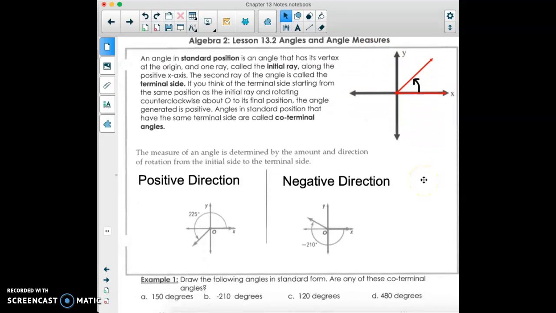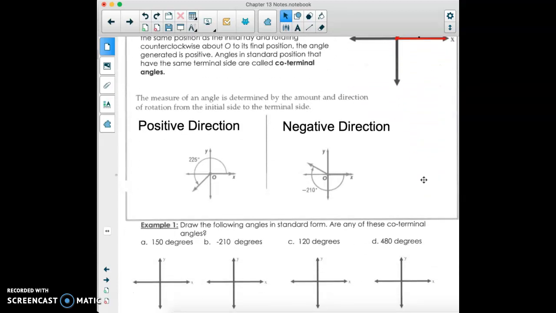The next thing you need to understand with angles and angle measures is their direction. If we start at the positive x-axis and go up towards the positive quadrants, my angle is going to have positive direction. Notice this is a positive 225, so therefore my angle's positive. However, if I start at the positive x-axis and go down towards the negative quadrants, my angle is going to have negative direction.